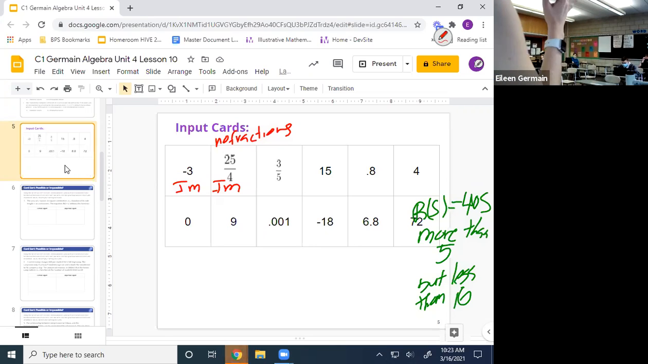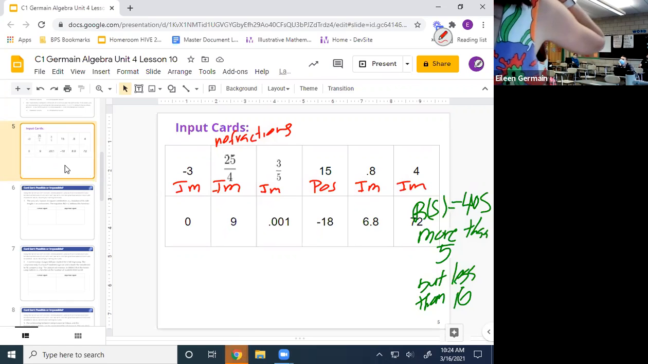3/5. Once again, why? Can't have a fraction, and it doesn't fall within the range of 5 to 16. Good. 15 students. Yes. Possible. 0.8 students. No way, Jose. Impossible. So if you didn't get these written down, I would start to, on your slide, jump to 7 and copy these in. 4. No. Because why? It's lower than 5. It doesn't fall within that range. 0 students. No. No way, Jose.